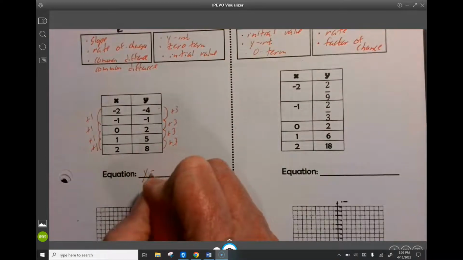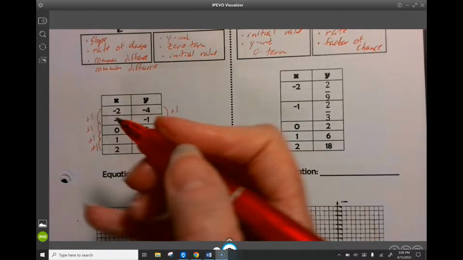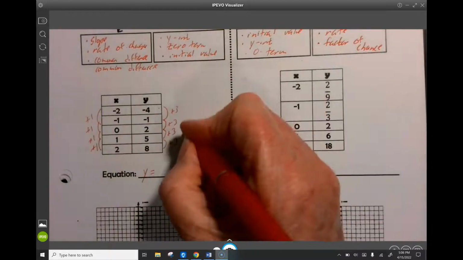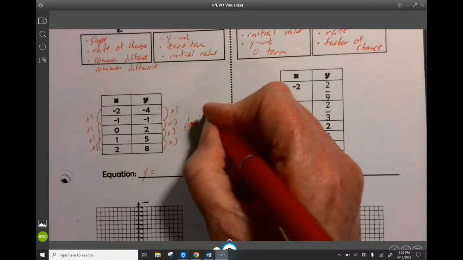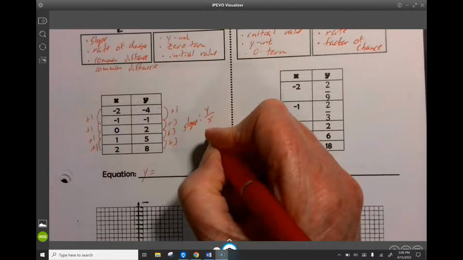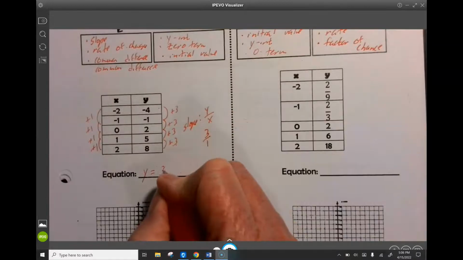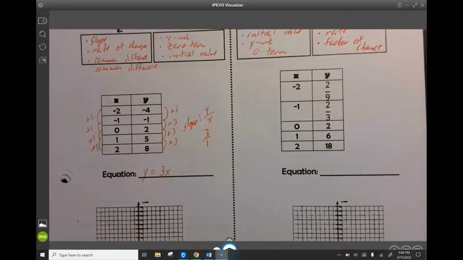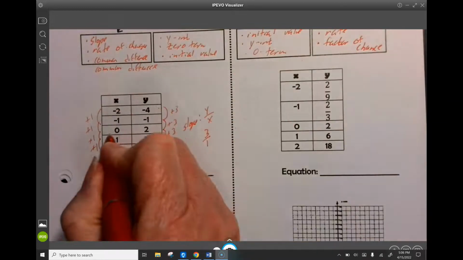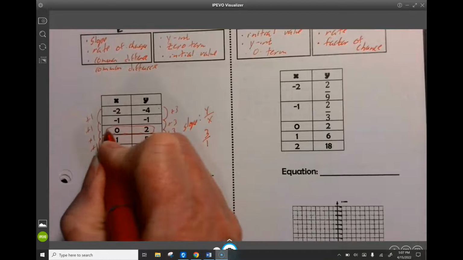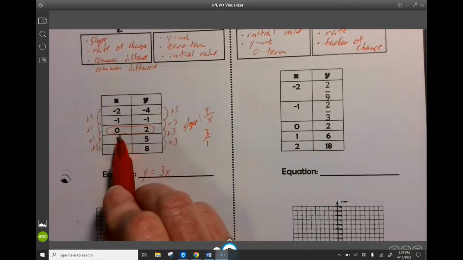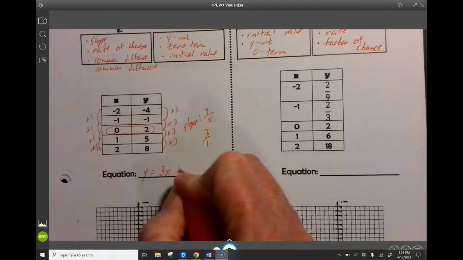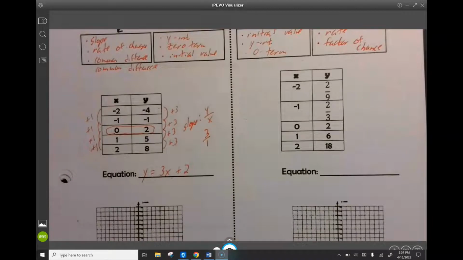So we can actually write the equation for this. Look at our slope. Our slope is going to be y over x, so it's 3 over 1. Then we find our y-intercept. Where does it cross the y-axis? Right there, because my x-coordinate is 0, so that's my y-axis. So there's my equation. Isn't that cool? Just from that table, we can figure out what the equation is.